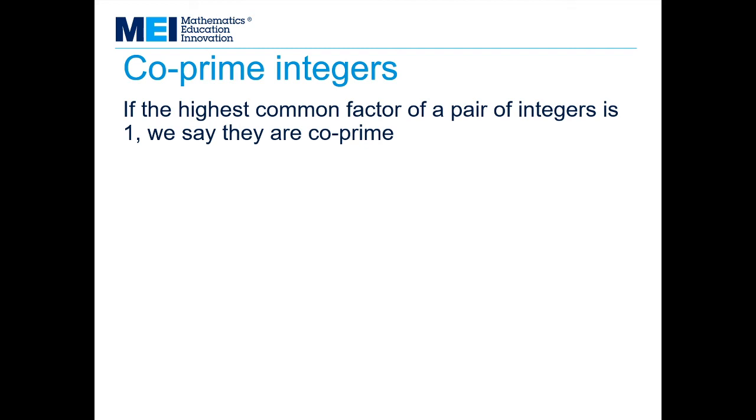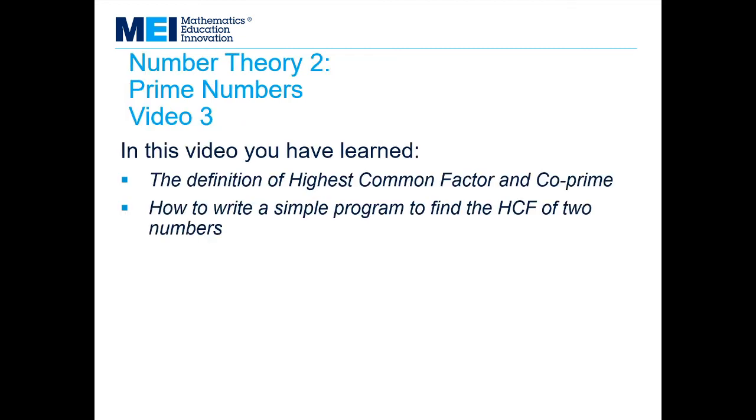If the highest common factor of a pair of integers is 1, it's got a special name. We say that they are coprime integers, and that's a piece of vocabulary that is going to be used within this course. In this video, you've learnt the definition of highest common factor, you've learnt the definition of coprime, and you've learnt how to write a simple program to find the highest common factor of two numbers.